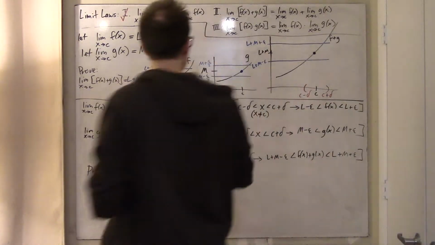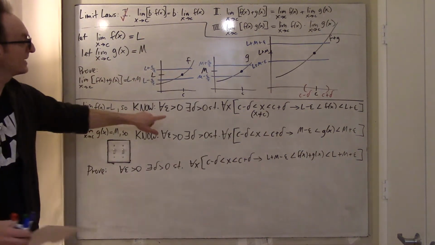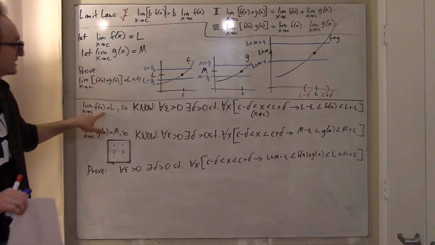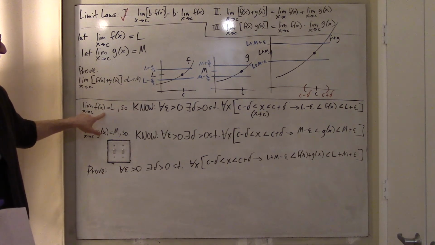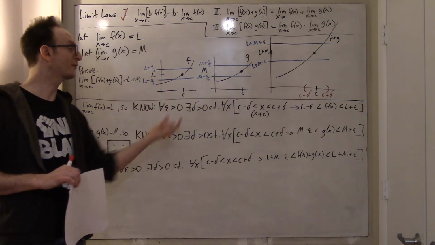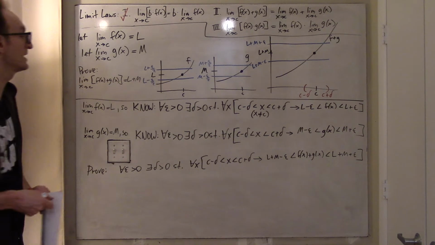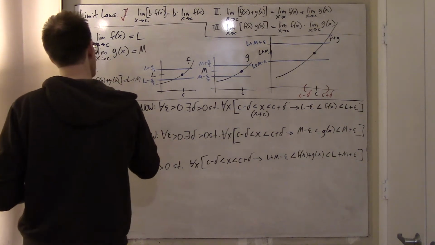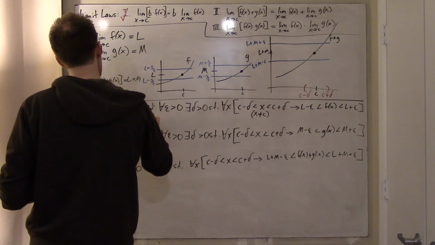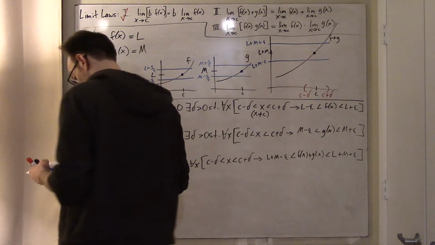Alright, so this is the whole proof right here. The thing is that because this limit as x approaches c of f is L, then there is a small interval for any possible challenge. And so now what I do is I go right here and I say, okay, challenge. My challenge is epsilon over 2.